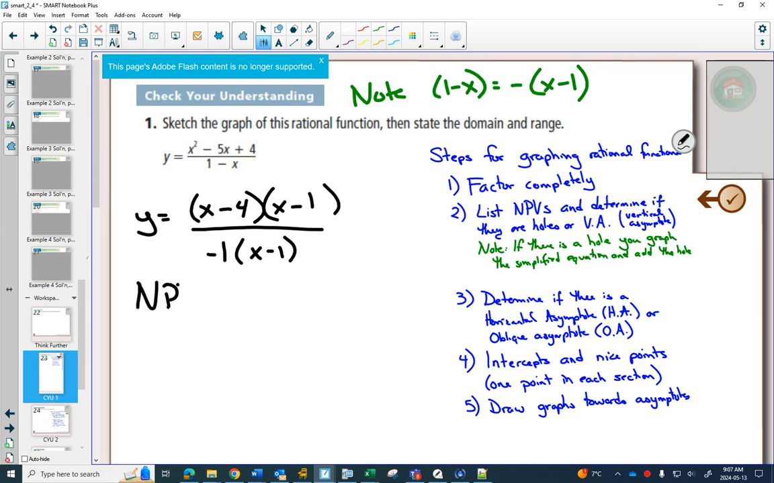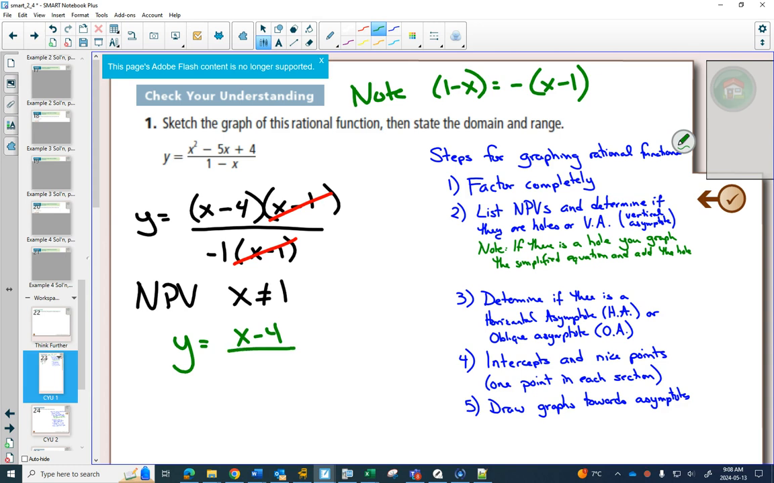So we list our non-permissible values. X can't equal 1, but we notice that this x minus 1 actually simplifies. If it simplifies, we get a new equation, right? Look at the green note. If there's a hole, you graph the simplified equation and add a hole. So our simplified equation is going to be, I'm going to write it in green because it's the green note. What's left after I cancel out the x minus 1s?